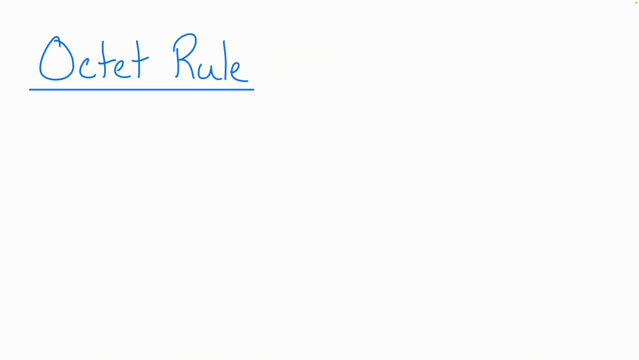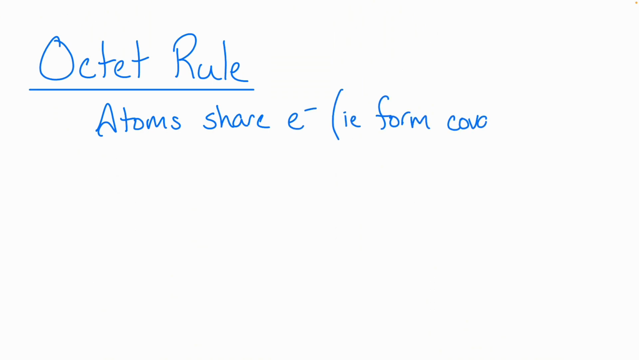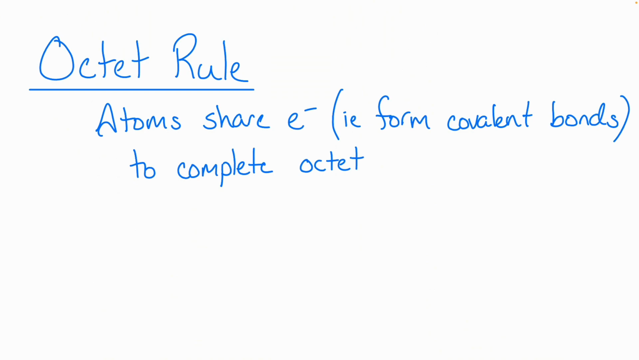We talked about the octet for ionic compounds, how metals want to lose all of their valence electrons, and nonmetals are going to accept valence electrons until they have a complete octet. We have a similar octet rule in covalent compounds as well. So atoms will share electrons, i.e. form covalent bonds, to complete their octet.